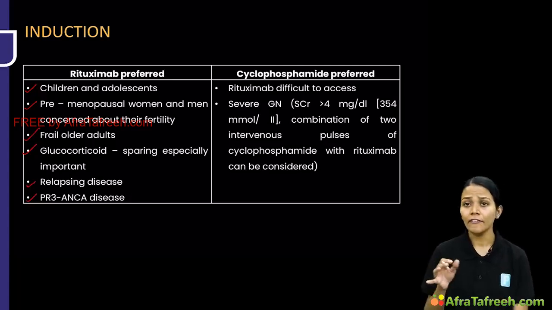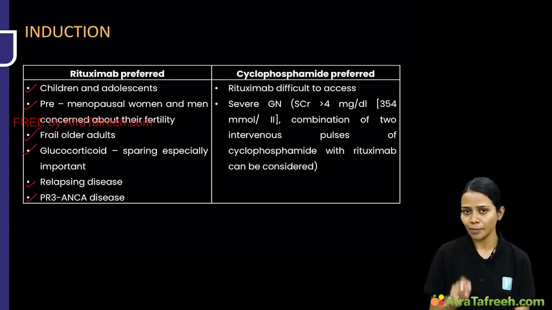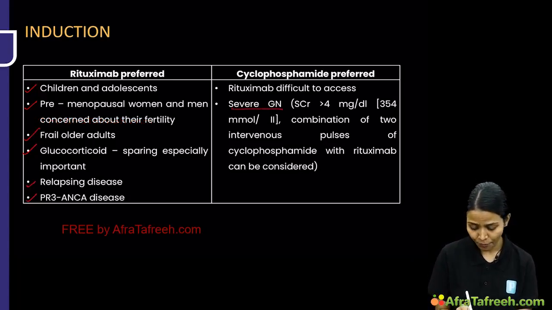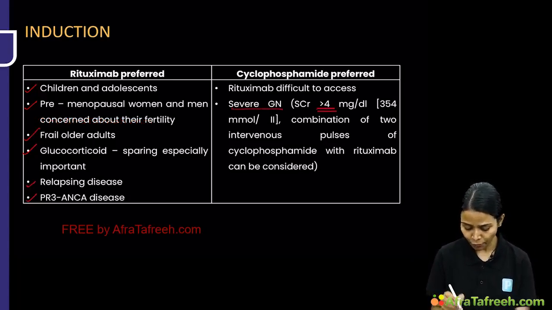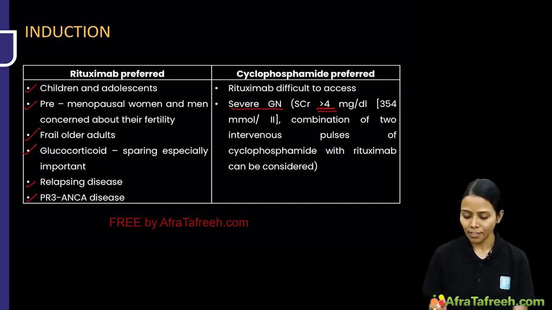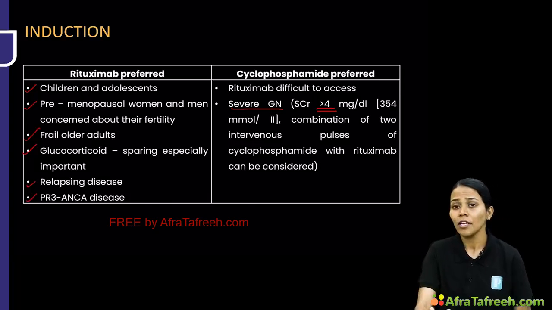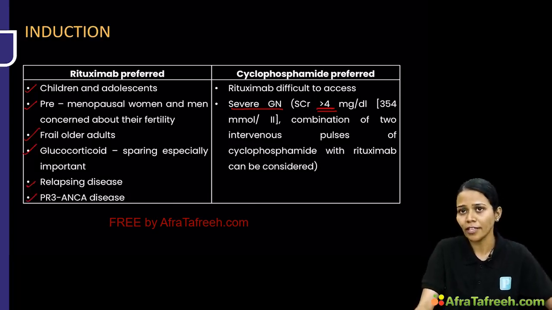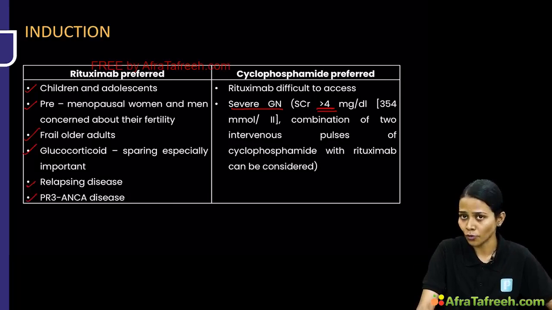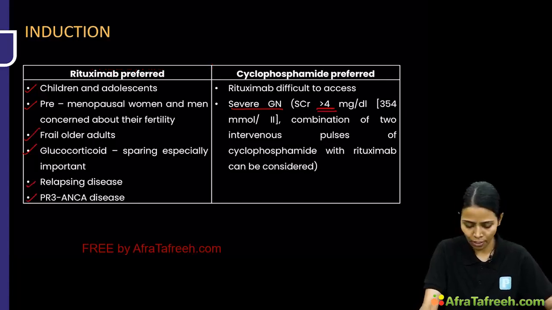Now next, in which group is cyclophosphamide preferred? Cyclophosphamide is preferred if the disease is severe, okay? That is, serum creatinine is more than 4. And a combination of 2 IV pulses of cyclophosphamide with rituximab can be considered, okay? This is the other protocol in the rituximab trial. So just remember, if creatinine is more than 4, then the data is strong for using cyclophosphamide, and you use cyclophosphamide. Or if rituximab is not available, then also you can use cyclophosphamide.